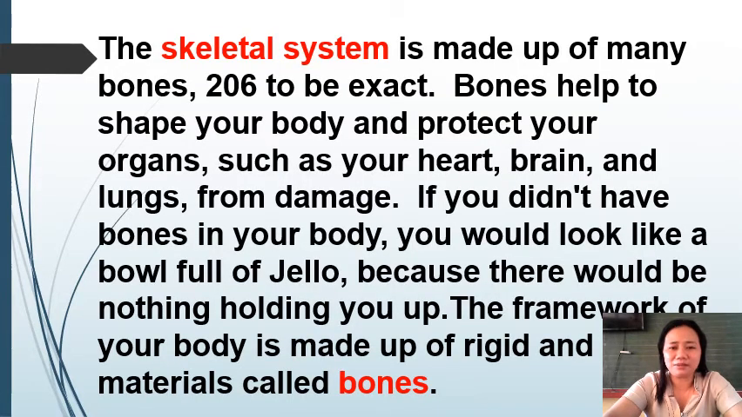The skeletal system, class, is made up of many bones, exactly 206. Bones help shape your body and protect your organs such as your heart, your brain, and your lungs from damage. If you didn't have bones in your body, you would look like a ball full of jello because there would be nothing holding you up. The framework of your body is made up of rigid materials called bones.